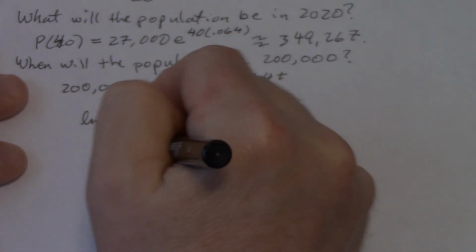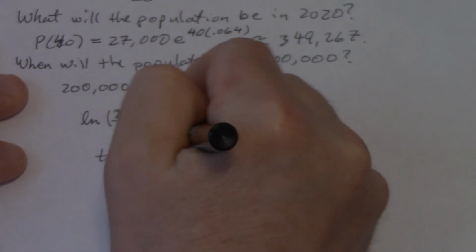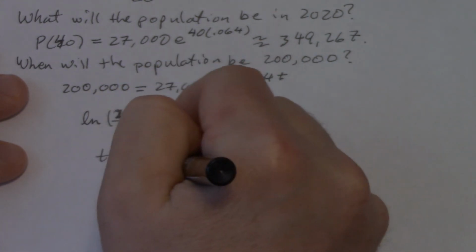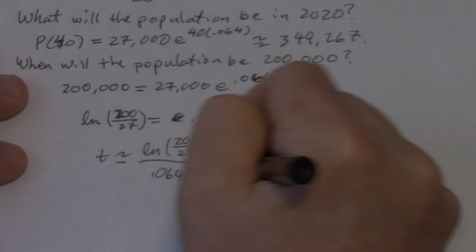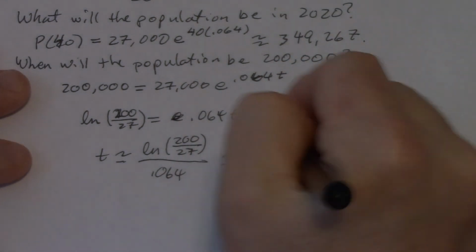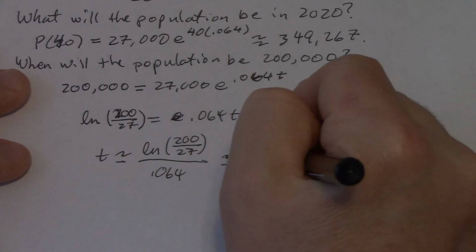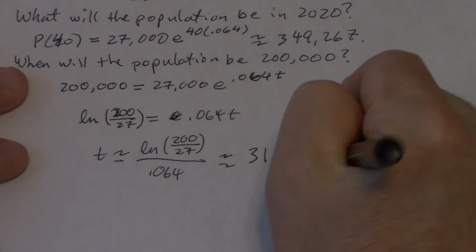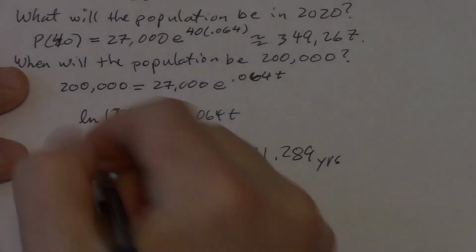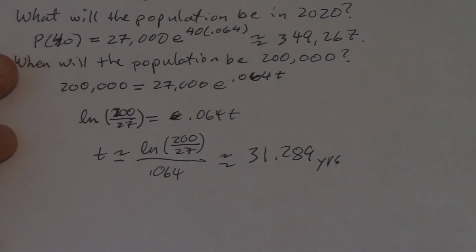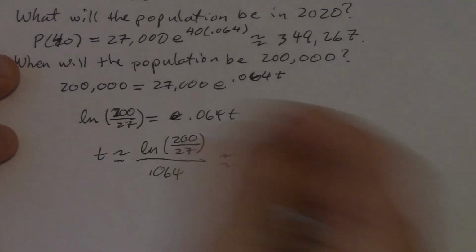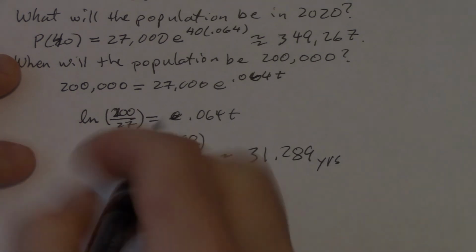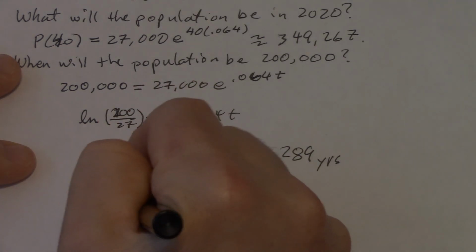So time is approximately the natural log of 200 over 27 divided by 0.064, and I did that on my calculator and I got 31.289, and this is years. So what's the answer to my question? When? Well, 31 doesn't really make sense in the context of the problem, so you have to add it to whatever time was equal to 0, which is 1980. So our answer would be roughly 2011.